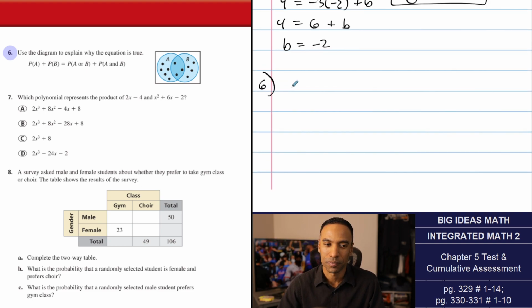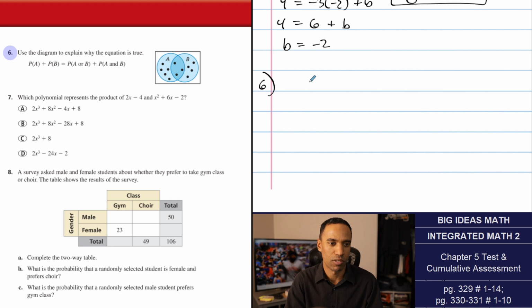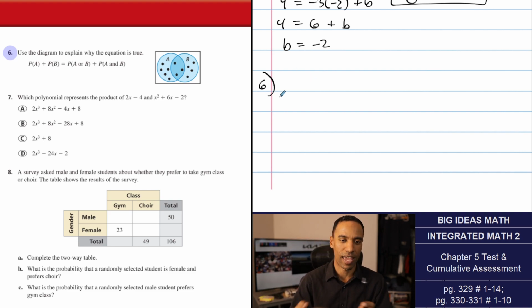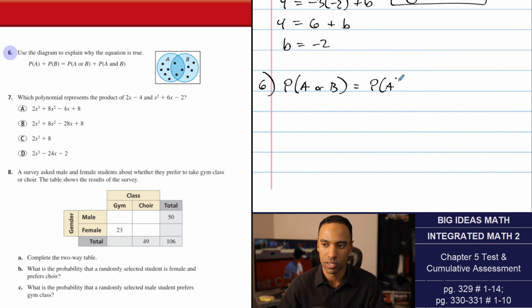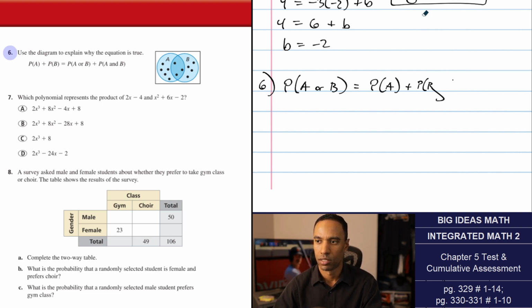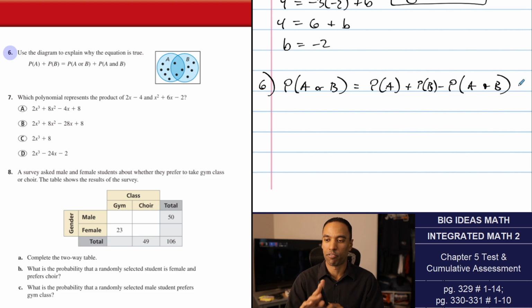Number 6. Use the diagram to explain why the equation is true. Probability of A plus probability of B is probability of A or B plus probability of A and B. Well, the general case of these equations is probability of A or B. And if I subtracted probability of A and B from both sides, I'd get this. Probability of B minus probability of A and B. So I subtracted A and B from both sides.